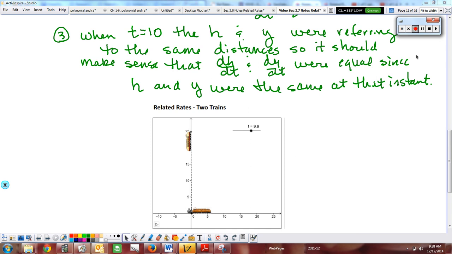All right, and then just to be thorough in this problem before we leave it, here's my answer to number 3: when t was equal to 10, the h and the y were referring to the same distances, that h and y were both at this position. And so since they were both in the same place and referring to the same value that was changing, then at that instant it should be obvious that dh/dt and dy/dt would have been the same at that very instant. All right, so that's the end of that problem.